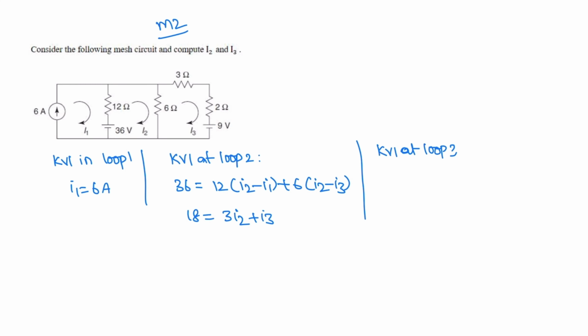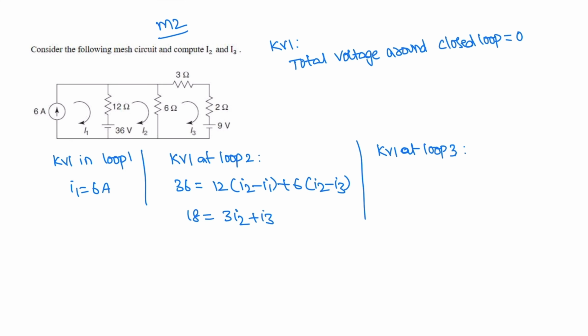KVL means the sum of voltages around a closed loop is 0. KCL means the sum of entering currents is equal to the sum of leaving currents. So KVL is total voltage around a closed loop is equal to 0. This KVL is based on the law of conservation of energy, whereas KCL is based on the law of conservation of charge.